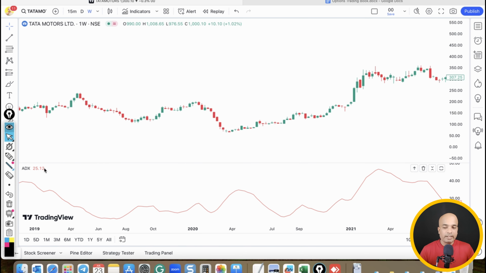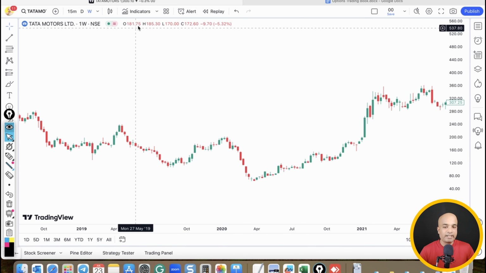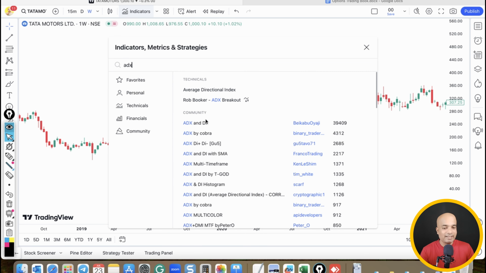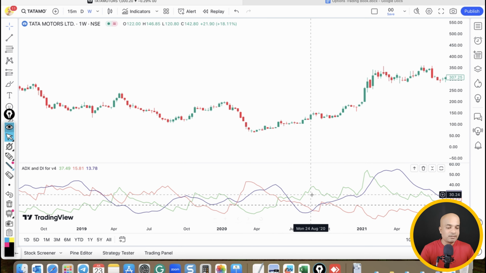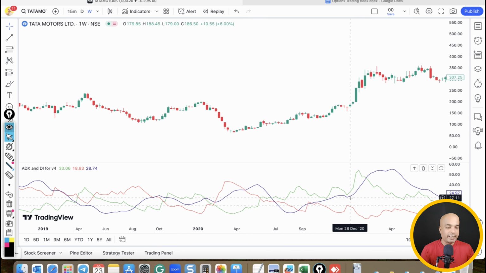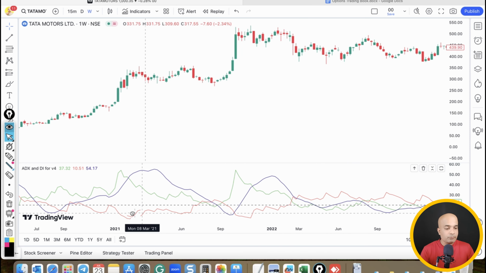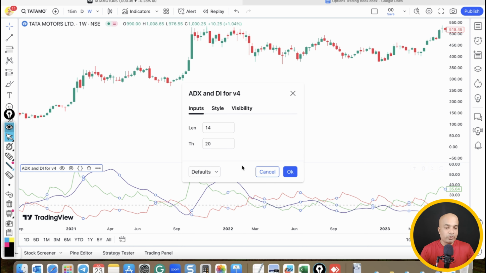This is not the indicator. ADX with plus DI and minus DI line is the indicator. So if you search ADX, you can see ADX and DI. You can use this indicator. It has a plus DI and minus DI line. See, basically, you can change the settings here.